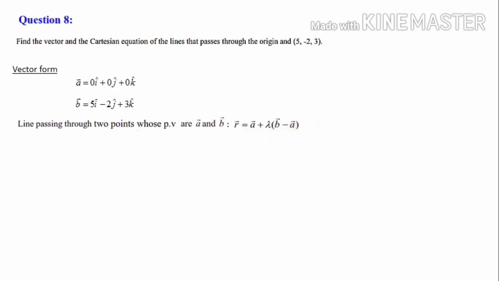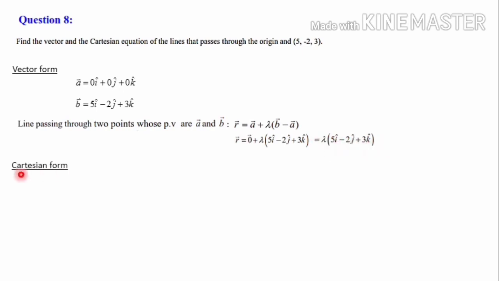In the previous question, it is 1 point and parallel vector is given. So R is equal to A plus lambda B is the formula. Here 2 points are given. So 2-point form. Vector form is R is equal to A plus lambda into B minus A. Let's substitute it. Vector R is equal to A, vector A is a 0 vector, plus lambda into B minus A. Just subtract and write 5 minus 0, that is 5i, minus 2 minus 0, that is minus 2j, 3 minus 0, that is 3k cap. So that is equal to 0 vector, no need to write, lambda into 5i cap minus 2j cap plus 3k cap is the vector form.